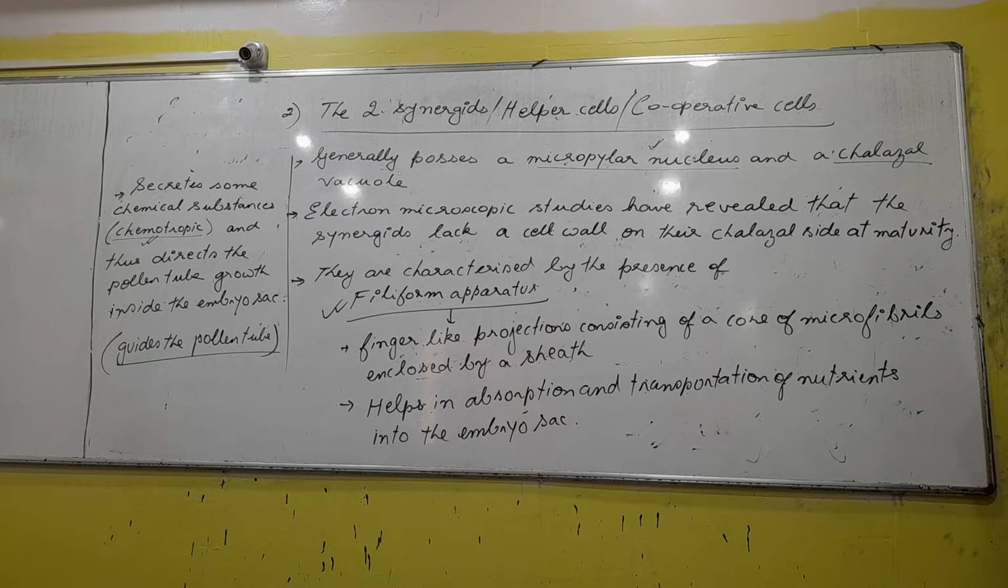The two synergids possess a micropylar nucleus and a large vacuole. Next, what is important is they have the filiform apparatus, or from these cells the filiform apparatus arises. What is a filiform apparatus? It's a finger-like projection or thread-like structure composed of what? Composed of microfibrils. Remember the word microfibril.